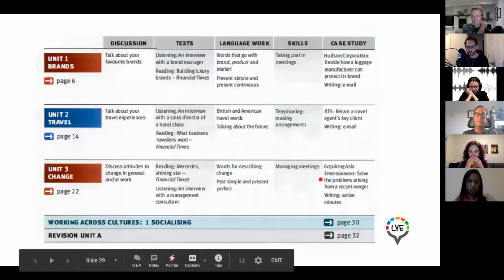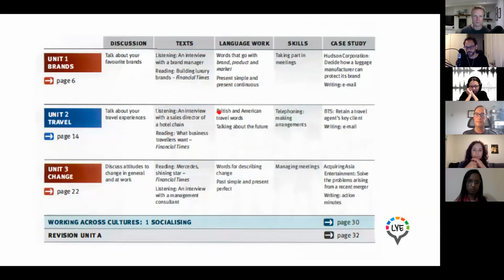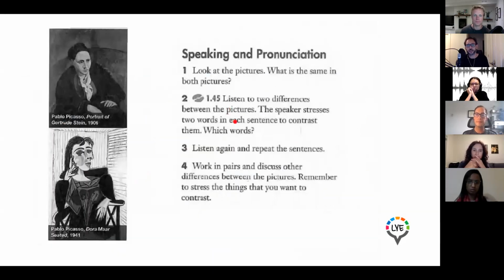Let's look at another example here. Another textbook. This one doesn't even have pronunciation. This is a business textbook. Another example here of a speaking and pronunciation. We have two differences. Again, students have to talk about the differences between these two pictures. Remember to stress the things that you want to contrast.